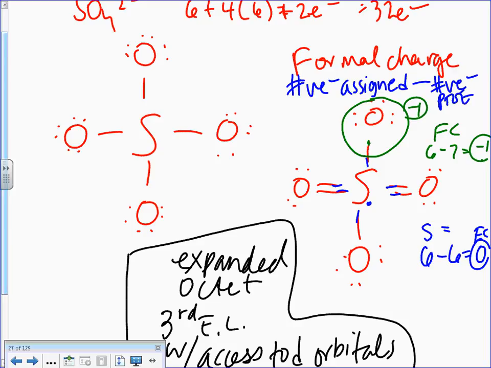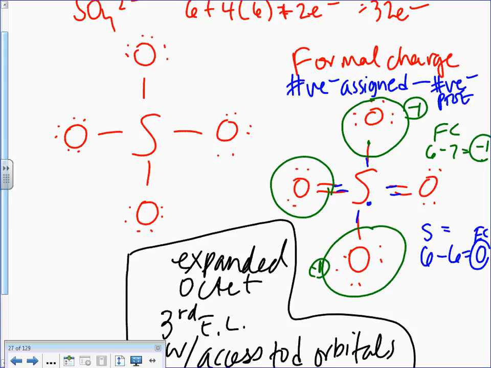So then guess what this one has, guys? Also -1, because it's an identical system. So -1 formal charge. Formal charges are not real charges. Okay, then what about this oxygen? Tell me why.